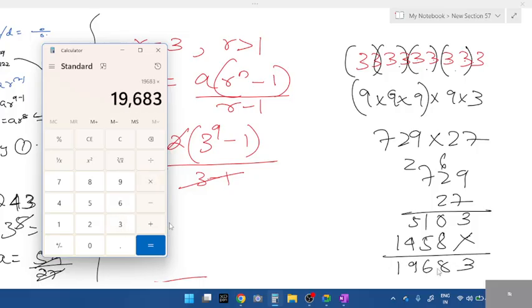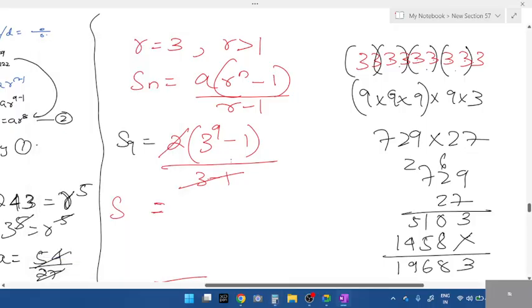Yeah, we minus 1. No, this calculation I'm asking. 19,683. Got it? 19,683 students. Minus 1, 19,682. So you minus 1, you get 19,682 as the answer.